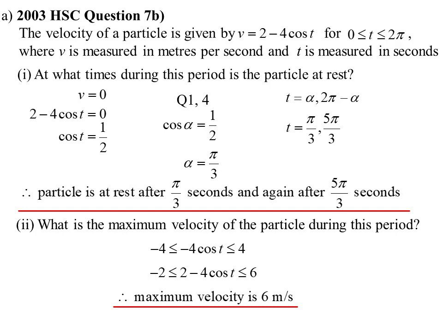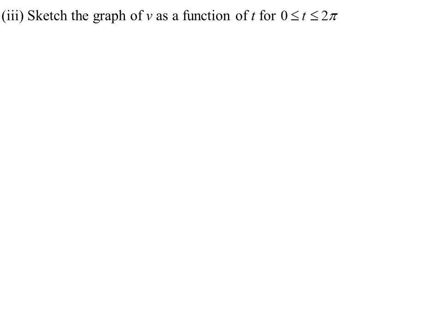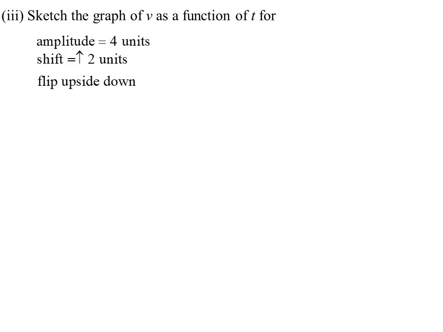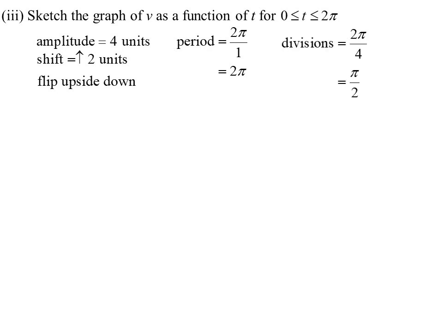So if I use my knowledge of the graph, rather than the calculus here, that can give me a quicker solution. There's my maximum velocity. Sketch the graph. All right, we're just drawing a trig graph. Amplitude is 4. We've shifted this one up 2, but it was a negative, so we flipped it upside down as well. The period is 2 pi.